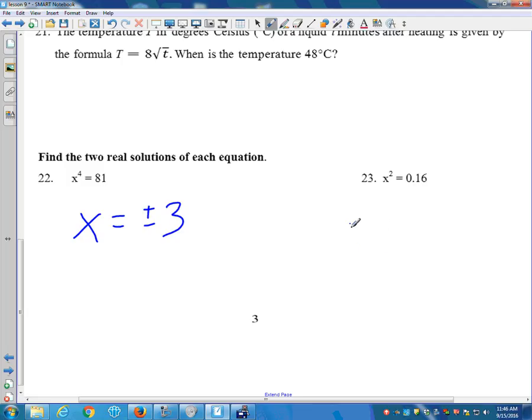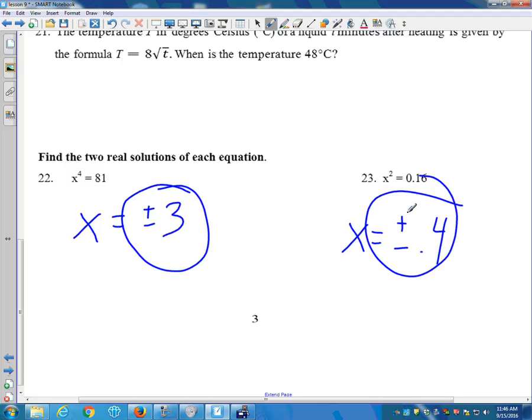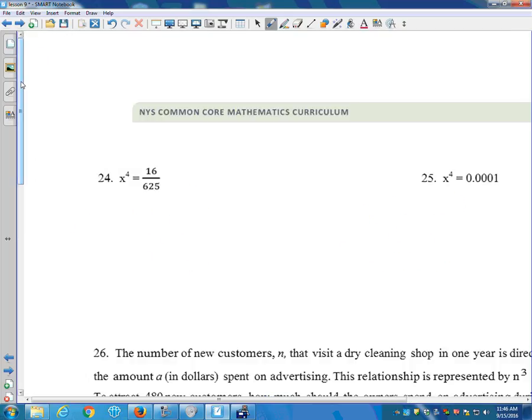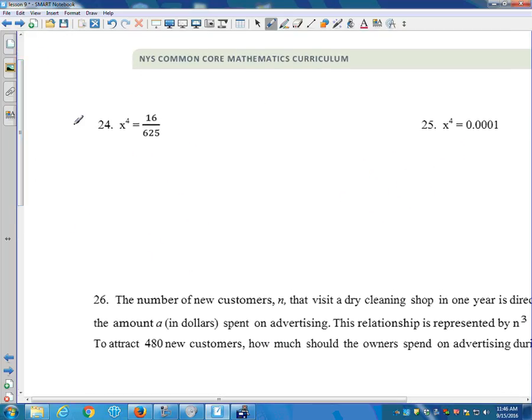So how about 23? Is 23 also going to have 2 answers? Positive and negative 0.4. Good call by you. Okay, so when we solve equations, it becomes very important to understand, yes, there are 2 answers, and yes, you have to say there are 2 answers. So I'm thinking you and your partner can do the next 2 questions, 24 and 25, without my help.